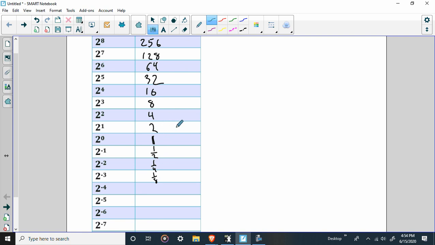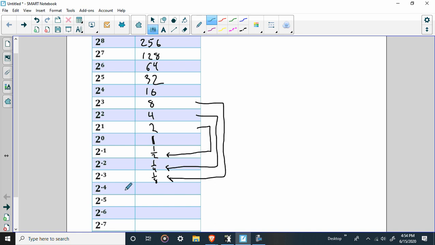2 to the 1 is 2. But 2 to the negative 1 is 1/2. Right? You see that 2 on the bottom there? 2 to the second is 4. 2 to the negative second is 1/4. 2 to the third is 8. 2 to the negative third is 1/8. So all we need to do is take the number we got up here and throw it on the bottom of a fraction.